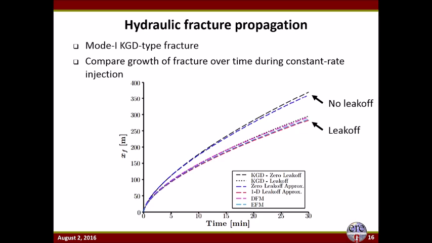There is a little bit of mismatch here, which was actually expected given the different underlying assumptions of the numerical and analytical models. And it's also worth pointing out that there are several different types of KGD semi-analytical models in the literature. They each predict variation in fracture length on the order of 10%, and our models fell within that range.